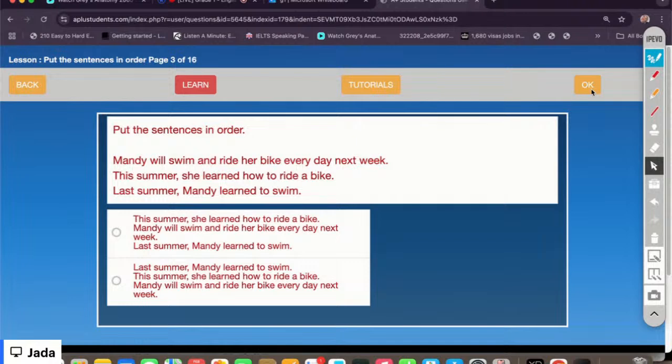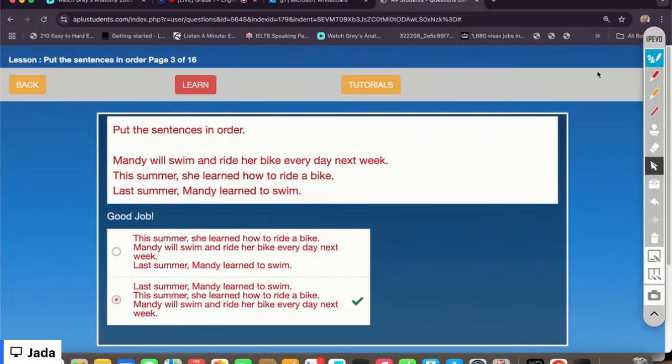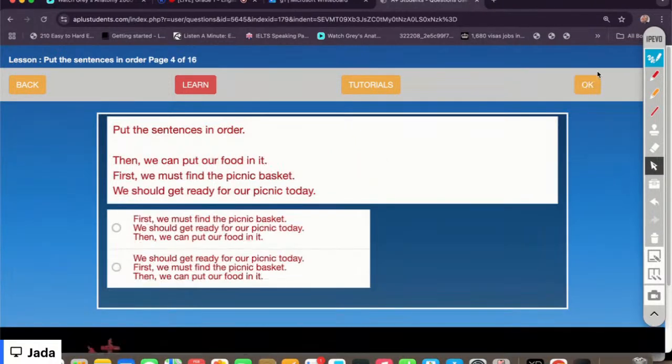So we will have last summer Mandy learned to swim. This summer she learned how to ride a bike. Mandy will swim and ride her bike every day next week. So this is the right order. Okay?